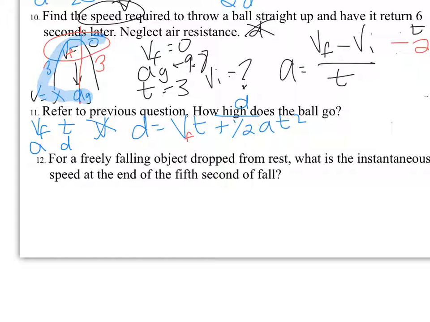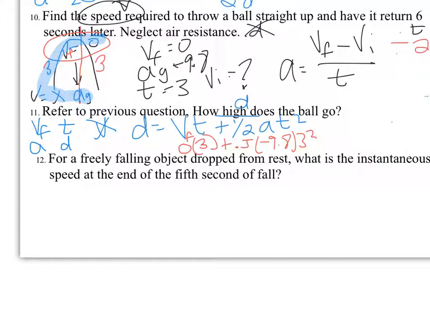So my final velocity, or my velocity up at the top, is going to be 0. It's still going to take me 3 seconds to get down. I've got my half times gravity, and then my 3 seconds squared.